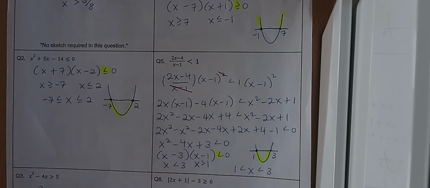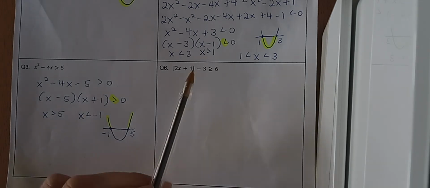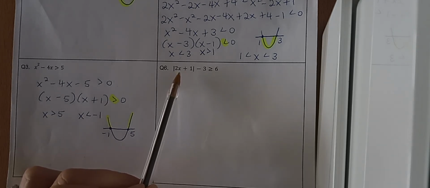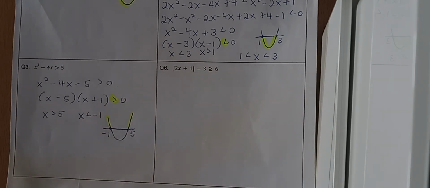Okay, on to question 6. There's a couple of ways of dealing with these modular inequalities. I like the squaring way, but if I'm going to do that, I like to have the modulus term on one side of the inequality by itself. So this minus 3, I'm not liking it at the moment. I'm going to bring it across the inequality. So this looks a bit nicer now.